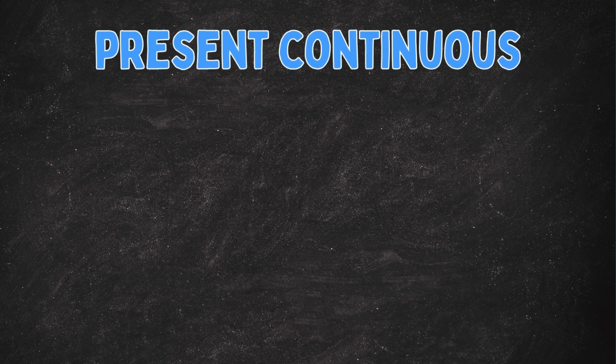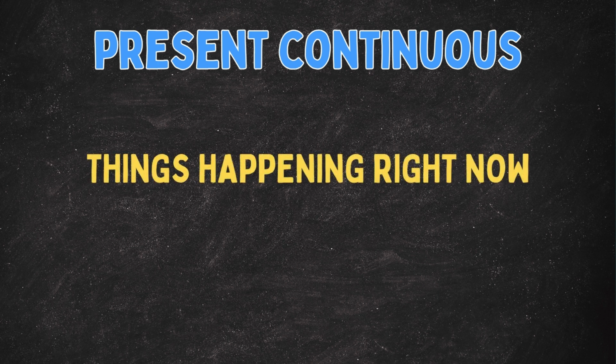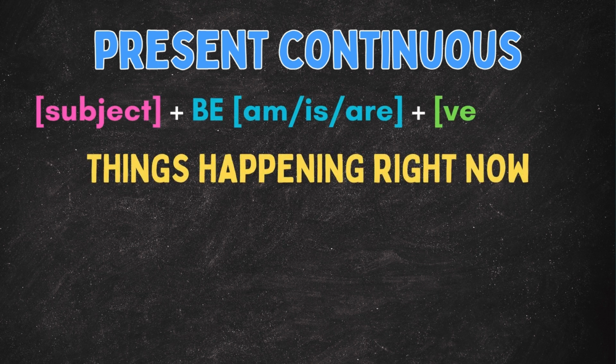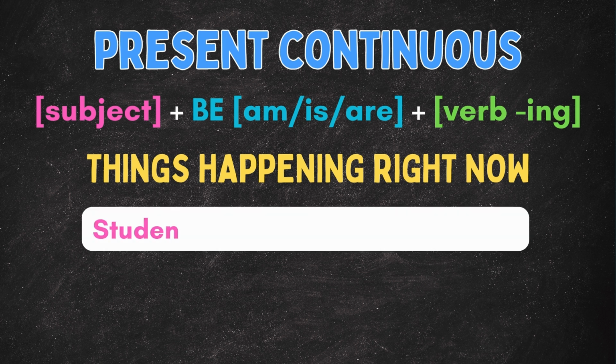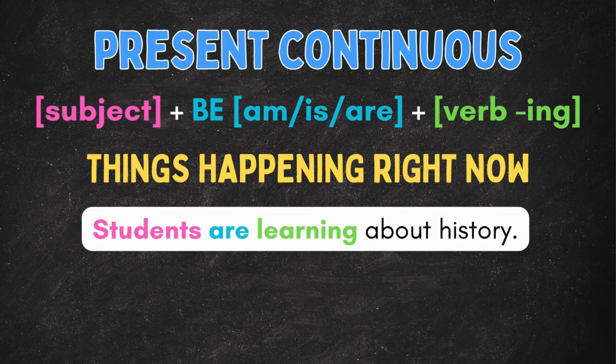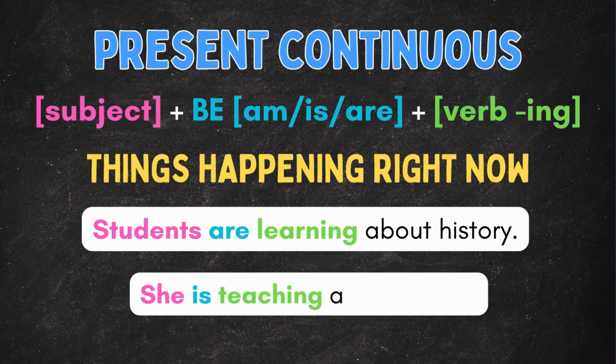Present continuous. We use the present continuous for things happening right now. The sentence structure consists of subject plus the verb be plus verb with ing. For example, students are learning about history. She is teaching a new lesson.